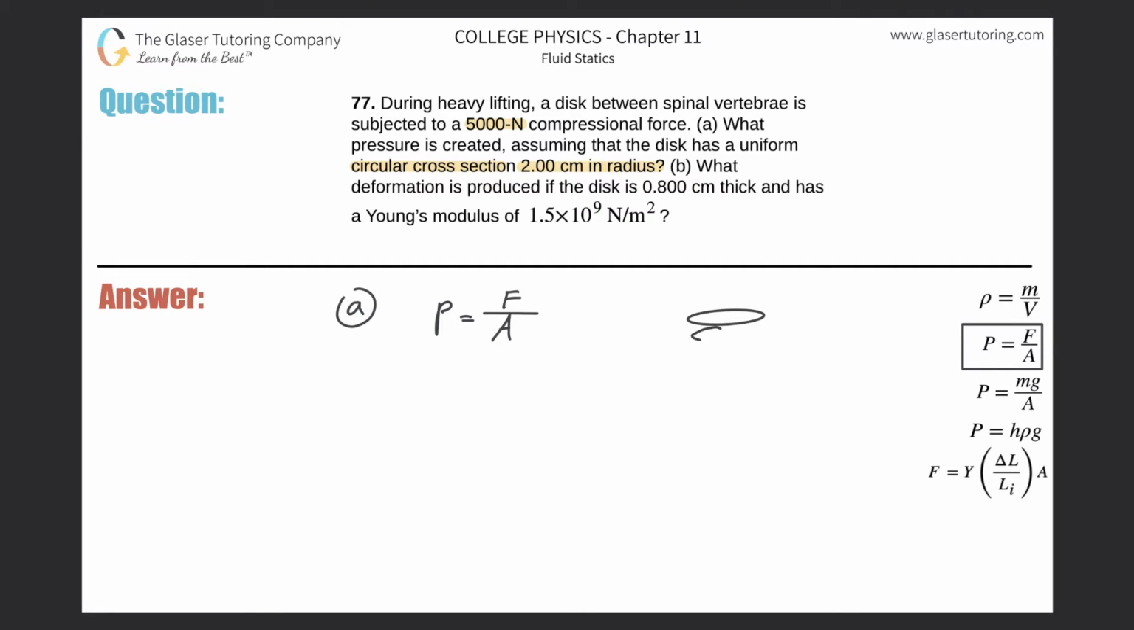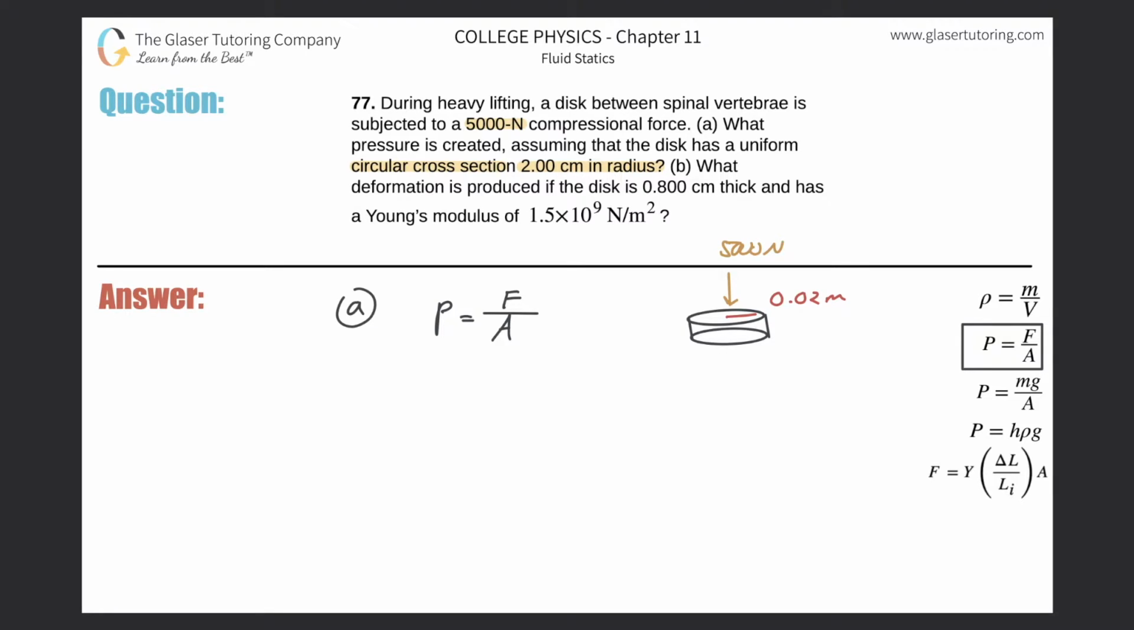So why don't we just create a little, here's the disc again. It looks kind of like that. Looks almost basically cylindrical. So this disc has a certain radius, and the radius here they told us was 2 centimeters. I'm just going to convert that to meters right away, 0.02 meters. And there is some compressional force, meaning some force pointing directly down, and that force is going to be 5,000 newtons.